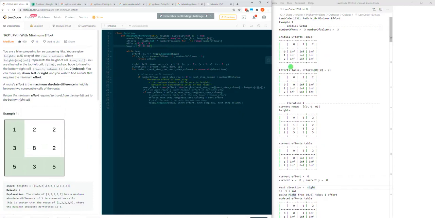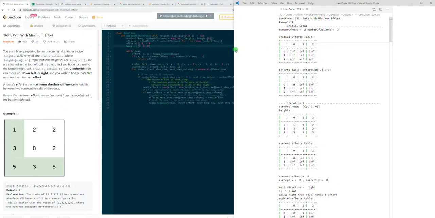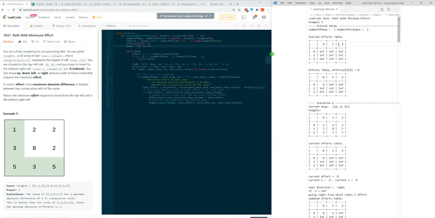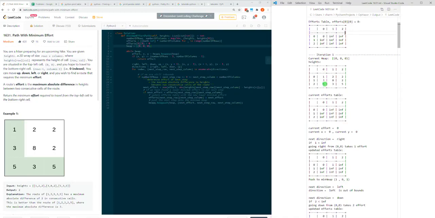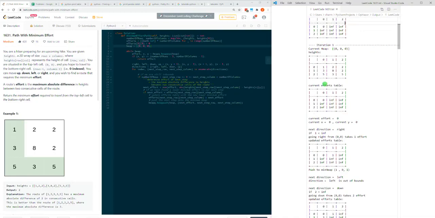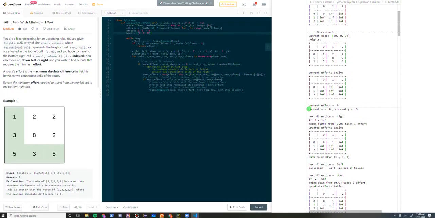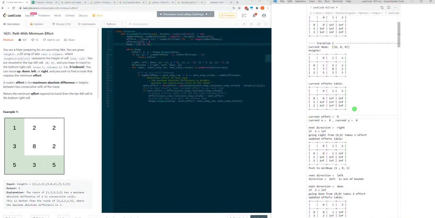The efforts. So if you look at my output here, basically we instantiate the entire efforts table to be all infinity, and then we mark our first starting position as 0, because it doesn't take any effort just to be where we are. And then going through example 1, we start with our current heap of 0, 0, 0, and that just means it takes 0 effort to be where we are, and our current position is 0, 0, our top left.